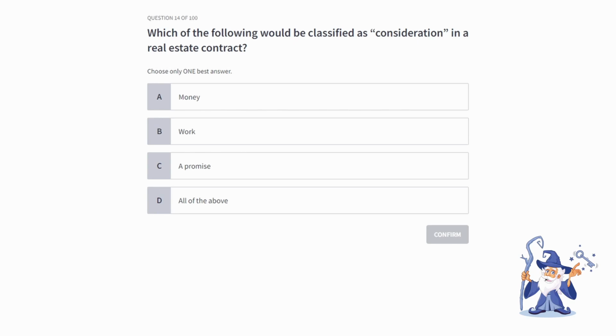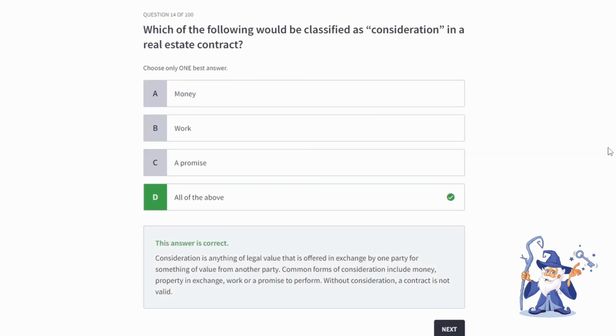Okay, hopefully you guys came up with that one. So what is the correct answer for this one? Well, it's going to be D, all of the above. So this is a little bit of a trick question. I wanna see how many of you guys got this one. But consideration is anything of legal value that is offered in exchange by one party for something of value from another party. Common forms of consideration include money, property, work, or promise to perform. But obviously the keynote is without consideration, a contract is not valid. Now I'm curious how many of you guys just put money, because I think a lot of people get this mixed up.